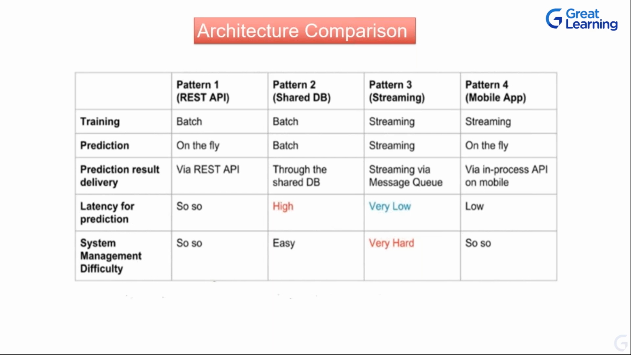Latency for a prediction is so-so. Why did I say so-so? Because based on how well you have developed the application, the result might come immediately or it might take a little long. If the data set on which you are doing a prediction is small, maybe you'll get the result immediately. Okay, system management difficulty is so-so because, as you would have realized, I have the entire hardware environment available for the batch mode, right? Probably you'll appreciate the last point once I move on to pattern 3, and that's where I'll explain what it is.